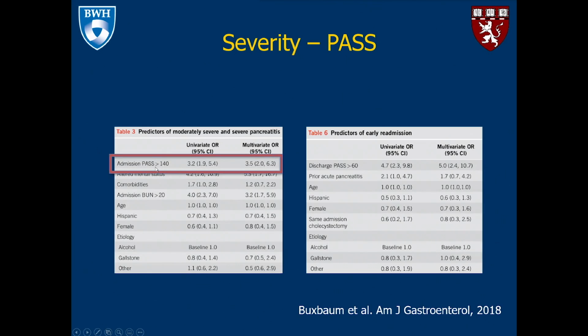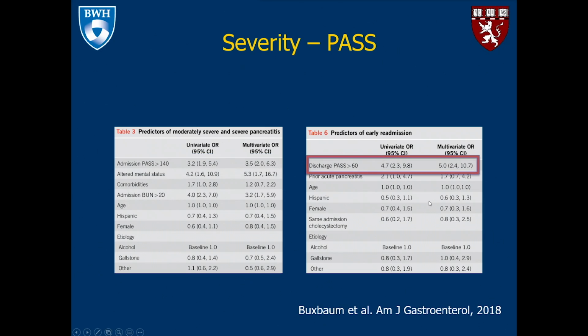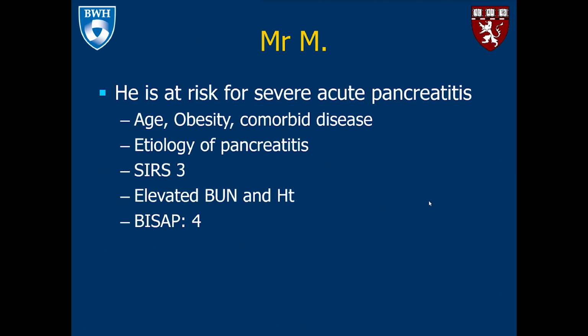And you can see that a PASS score on admission that's greater than 140 is a predictor of severity. Also, a discharge PASS score greater than 60 is associated with early readmission. So Mr. M, he is at risk for severe acute pancreatitis.